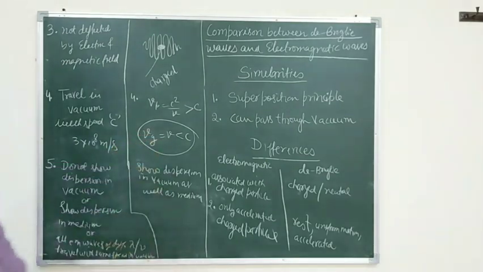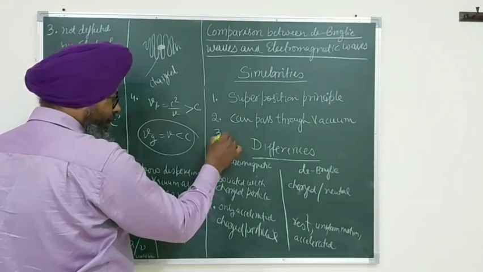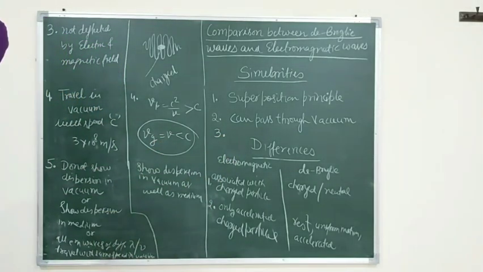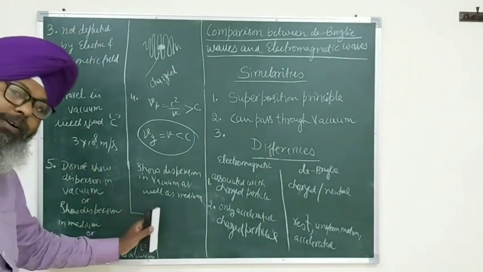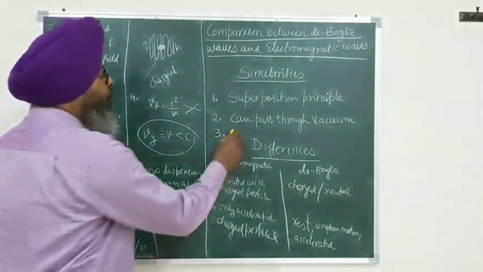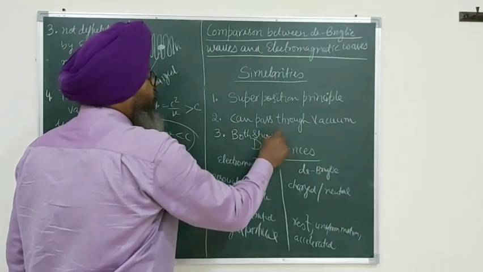However, I can write it in similarities. Now I have recalled a third similarity also. I would just mention it here in similarities. The type of dispersion shown by the electromagnetic waves and the de-Broglie waves is the same. It means both show normal dispersion.